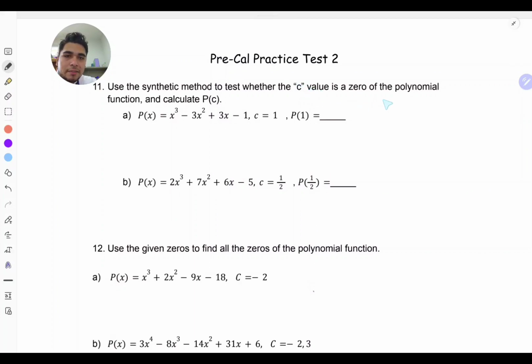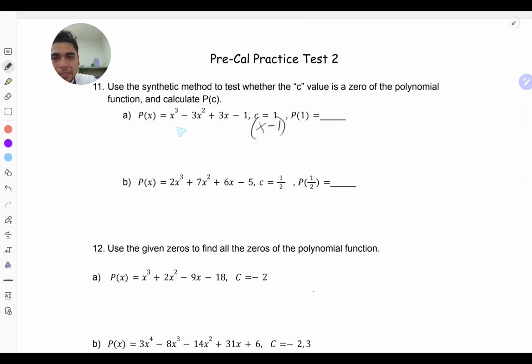So, for number 11, same thing. Test whether or not the c value is a 0 of the polynomial. Same question as number 10. The only difference is that now we're just testing whether or not the number 1 is a 0 of the polynomial. Now, this is c equals 1. Therefore, the 0 should be expressed as x minus 1, right? Because if it's expressed as x minus 1, then if you put in 1 here, this becomes 0, which is exactly what we expected. This is what we want.